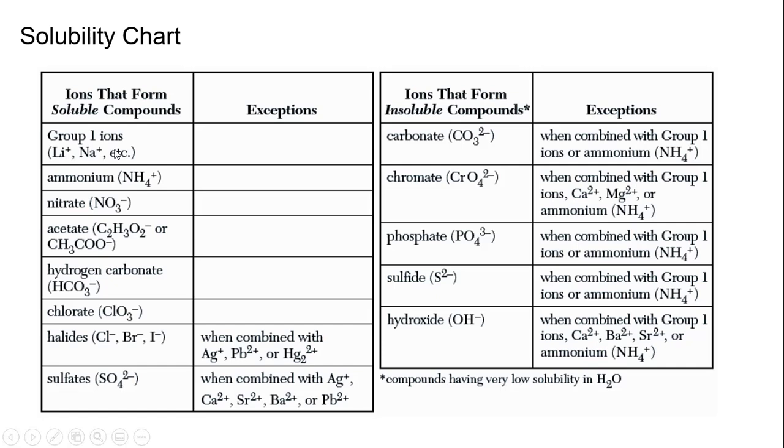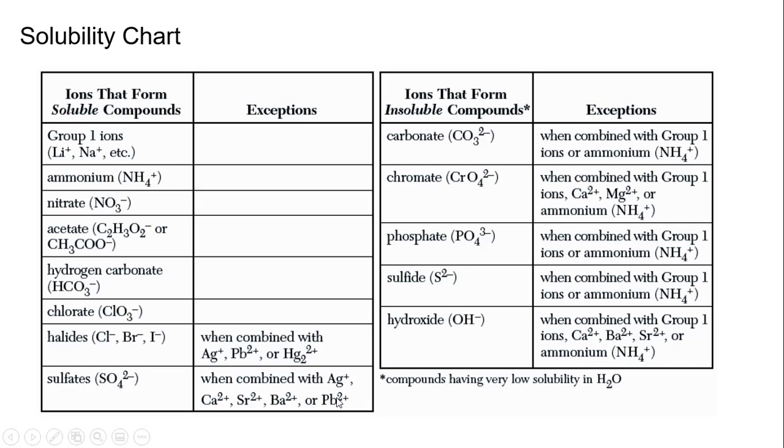Group 1 ions, anything that's attached to a group 1 ion is always going to be in aqueous form with whatever it's attached to. There's no exceptions. Same as ammonium, same as nitrate, acetate, hydrogen carbonate, chlorate. And when you get to the halides, we have chloride, bromide, and iodide. They are in aqueous solution. They stay in ionic form, except for when they come into contact with silver, lead, or mercury. Then they become solid. And the same for sulfates.